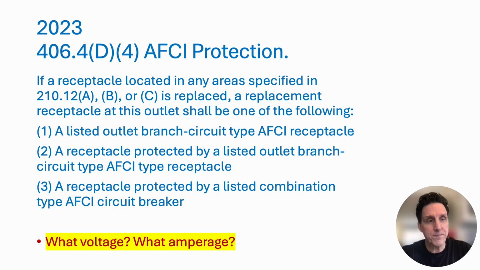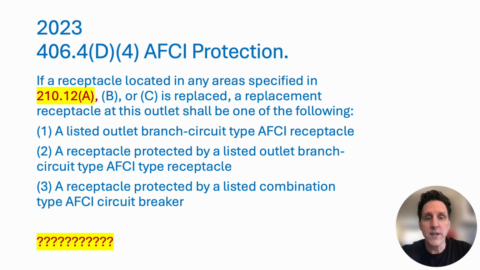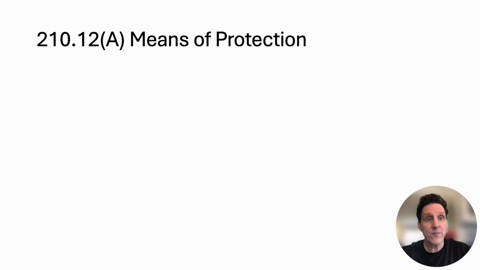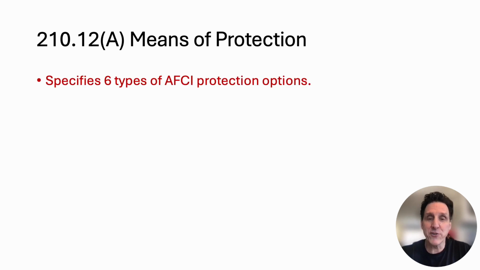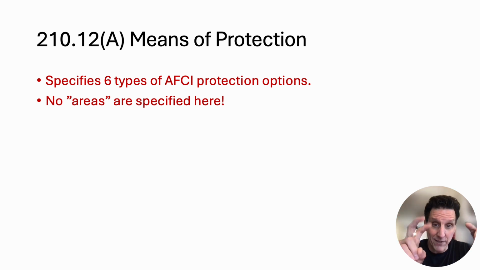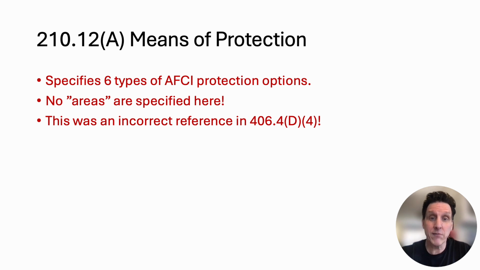And then there's another problem, and it's this one, 210.12a. I don't think that's the right reference. There are no areas specified in 210.12a. Let's take a look at the wording there. 210.12a covers means of protection or types of AFCI protection. There's no areas specified there. It mentions 6 different types of AFCI protection options. So again, there are no quote-unquote areas specified in 210.12a. So I'm pretty sure that was an incorrect reference in 406.4D4.